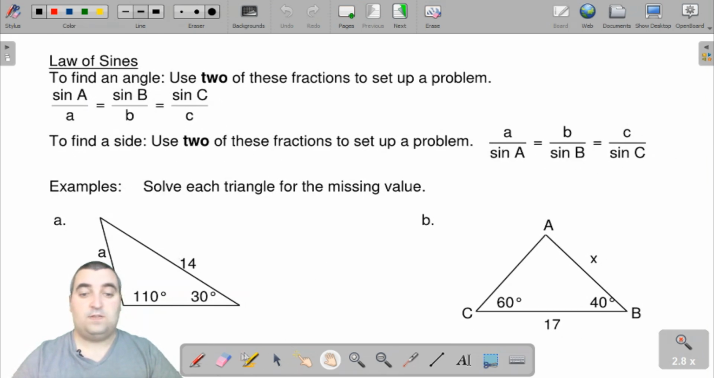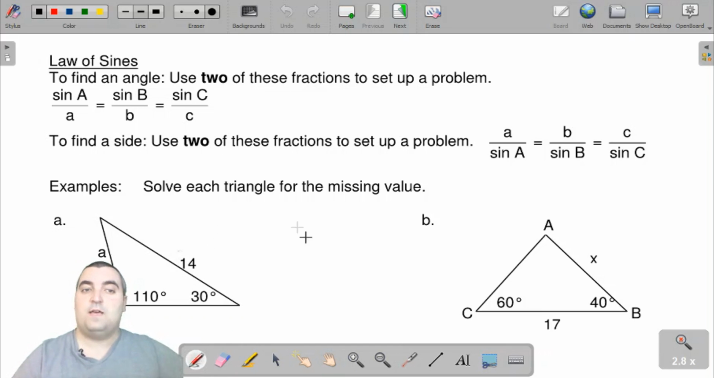Law of sines is really nice to use because we can use it just like law of cosines. We can use it with any type of triangle. And so we have two ways of writing it.